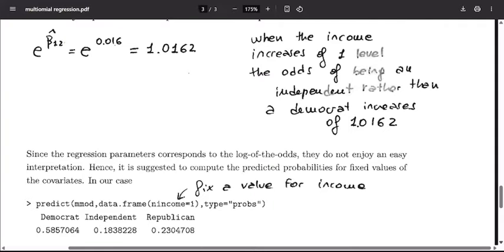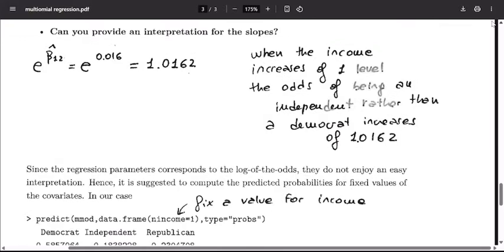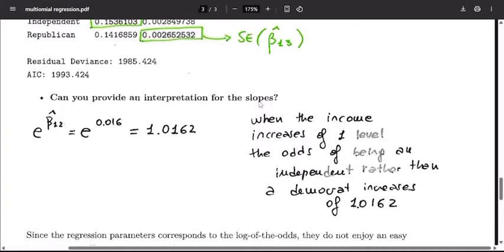Now, when I say you should interpret the slopes, I only interpreted one. This is incomplete. You have more than one slope, so it is expected that you interpret two. You exponentiate two, not just one, except if the question is specific. Does that make sense? Okay.